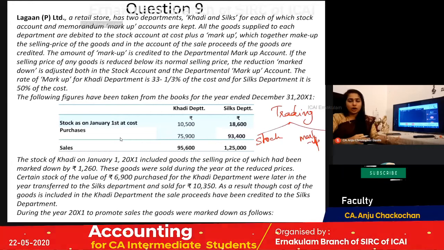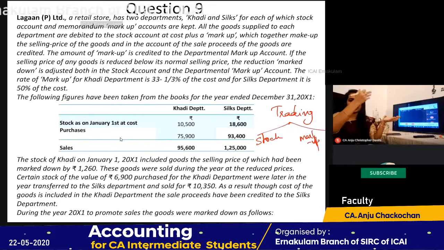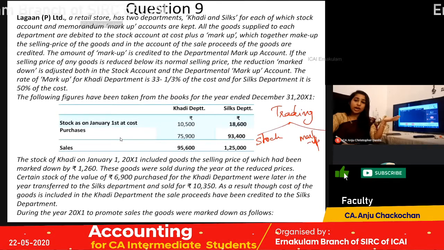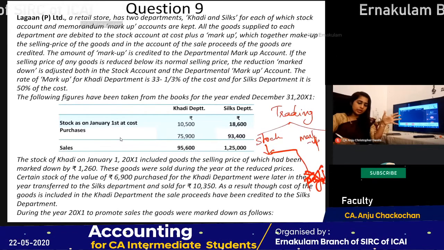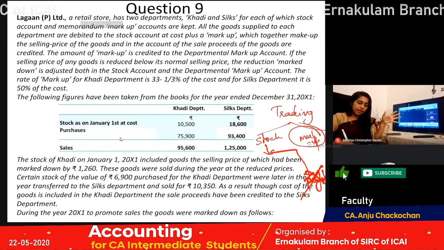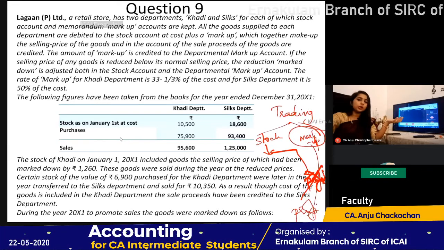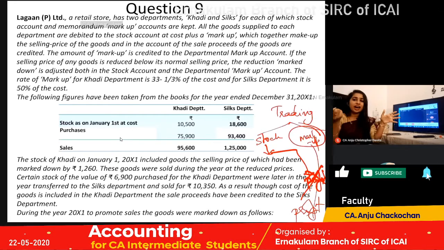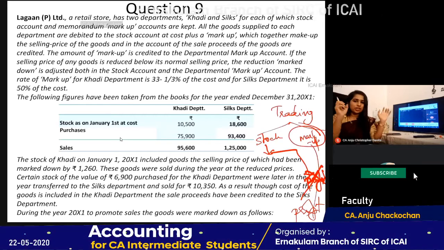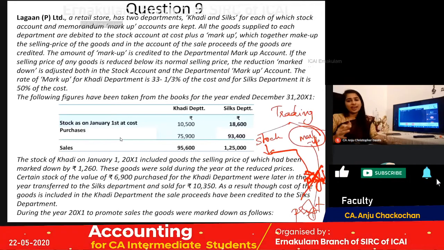In the stock account, when we are writing the opening stock or purchases, we also add the loading amount. As a result, in the stock account you will not be able to get to know the profit. It is not possible. Only in the markup account will we be able to identify the profit, because the markup account has all the loading that we have done in the stock account, and hence the markup account will give the answer of the final profit. So this is about Lagan Private Limited, where we dealt with the stock account and the markup account.